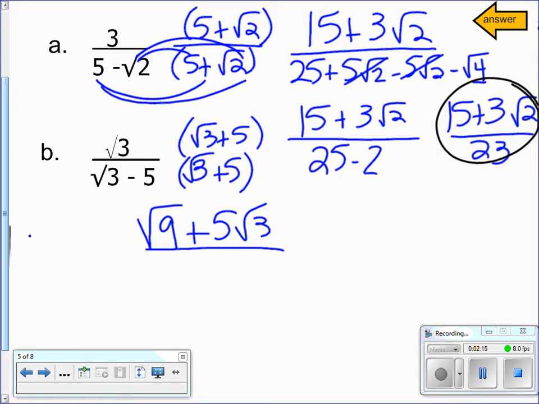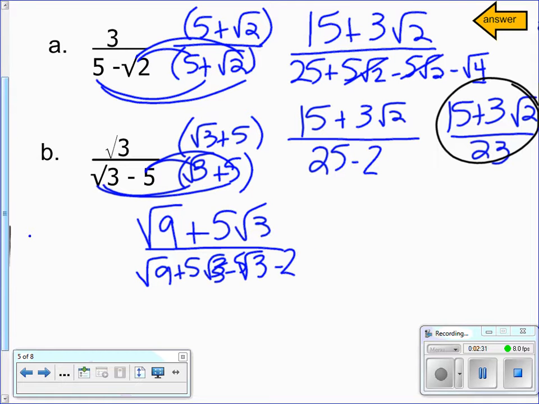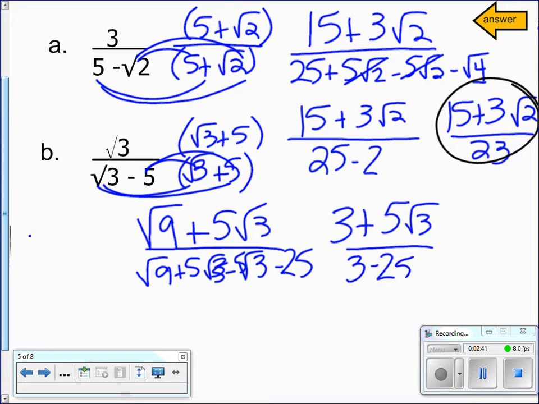On the bottom, I'm again doing the double distributive property. And I get the square root of 9 plus 5 square root 5 minus 3 minus 5 square root 3 minus 25. So that's 3 plus 5 square root 3 over 3 minus 25. So my answer is 3 plus 5 square root 3 over negative 22.